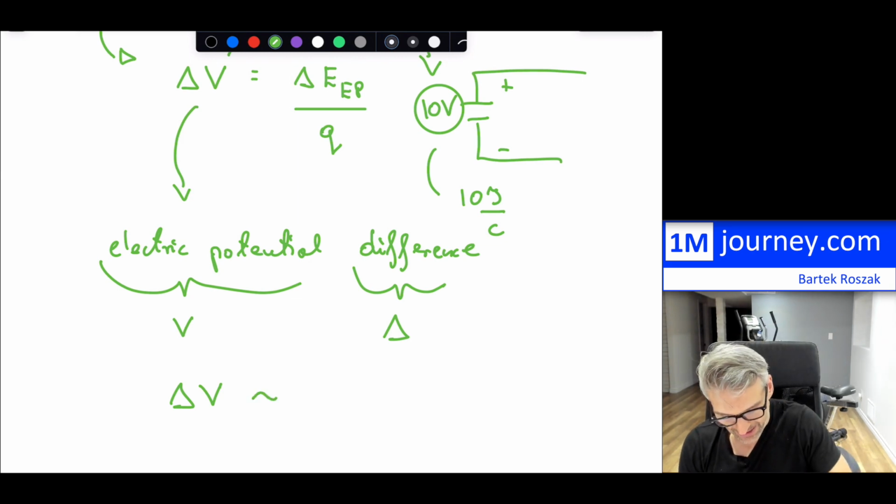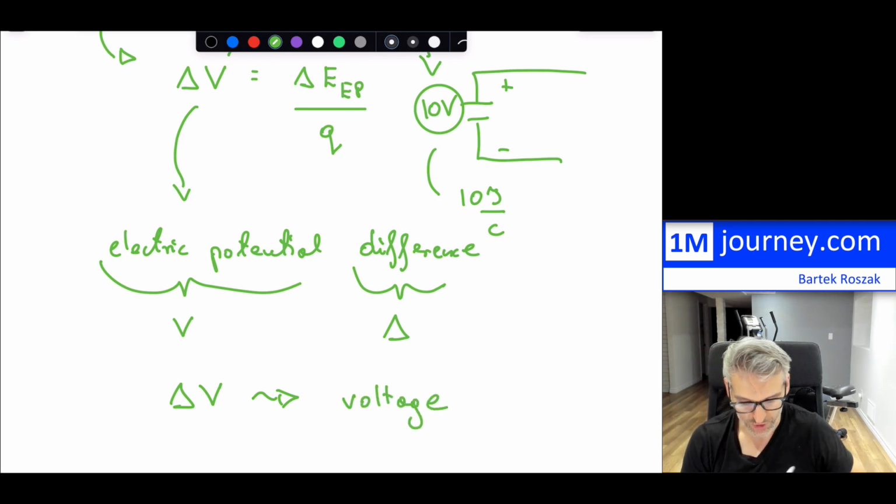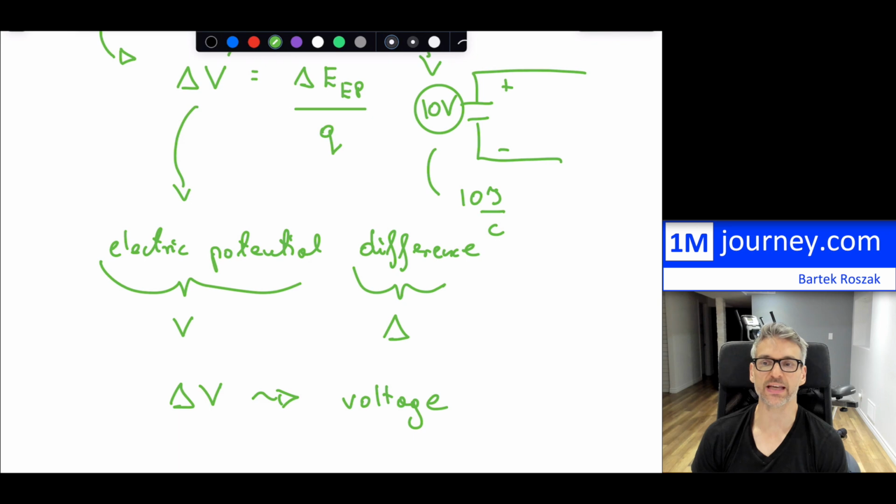And that is still sometimes called simply voltage for short. It's way more convenient than calling it electric potential difference every single time. And it has exactly the same unit, so it's joules per coulomb that you have, as you're going through.